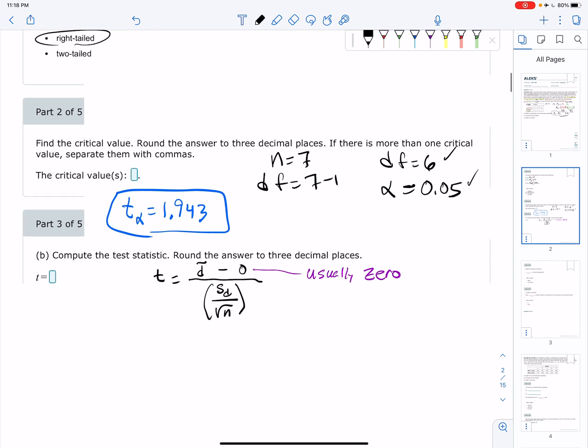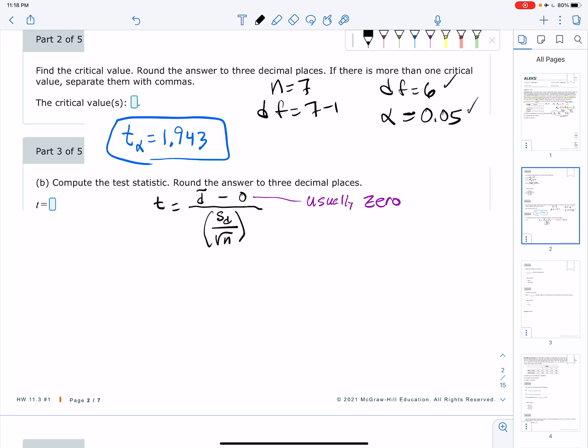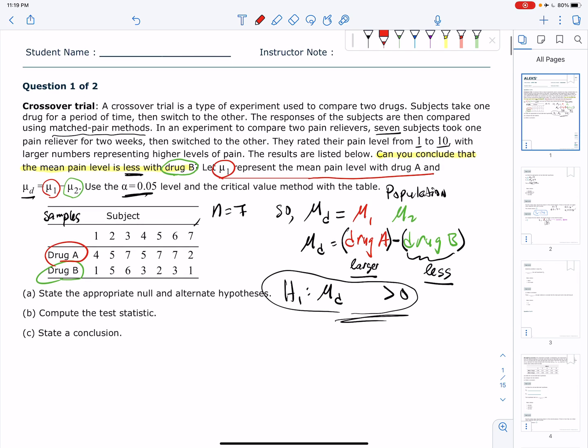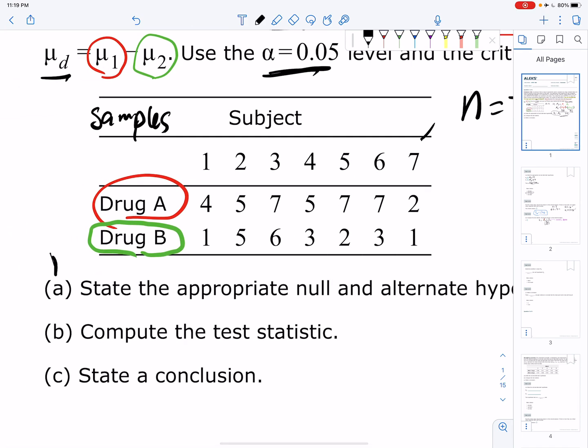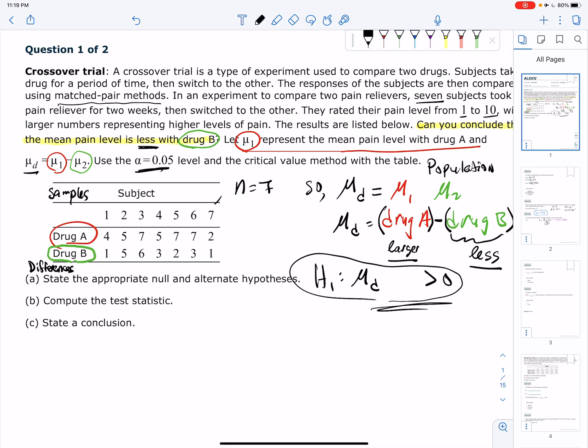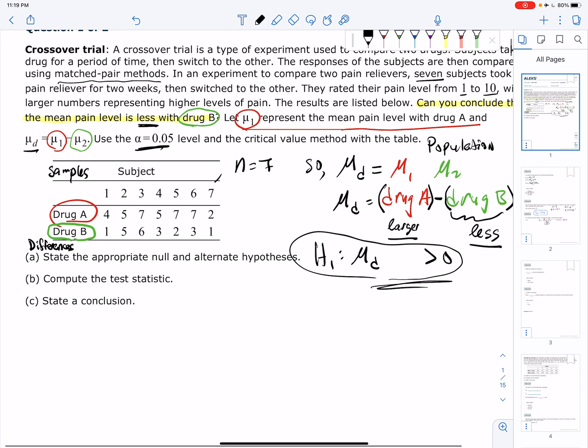Let's come back here so you can see what is required. We're going to need a d bar. What is d bar? It is a sample mean of the differences. What I'm trying to say here is we need the differences. Let me write differences. And what do we define our differences as? Here it is right here: drug A minus drug B.